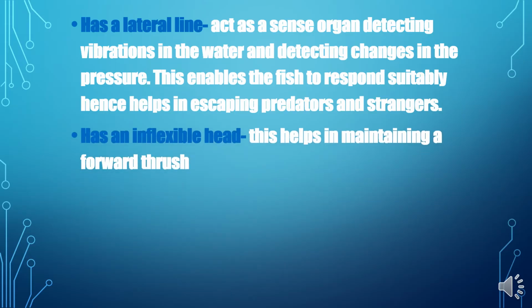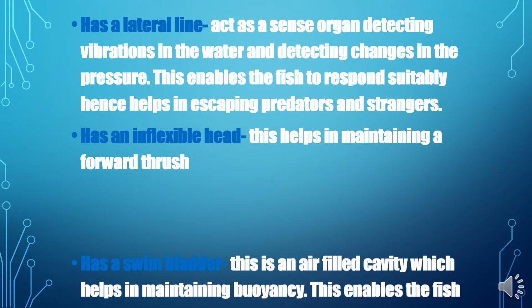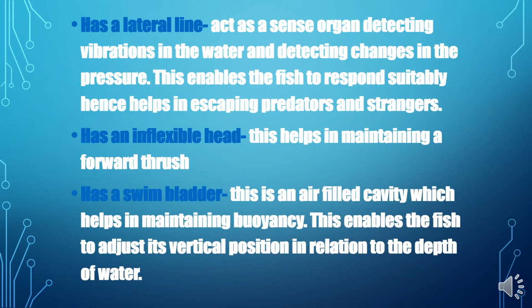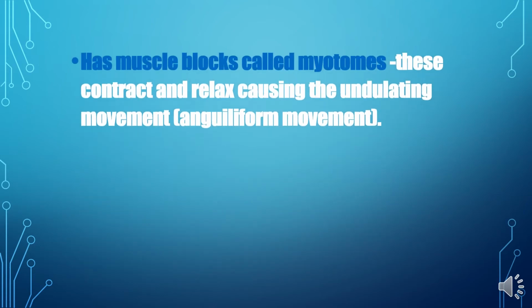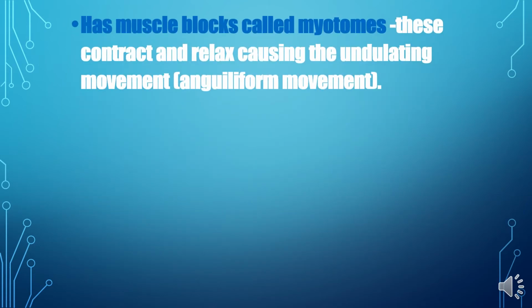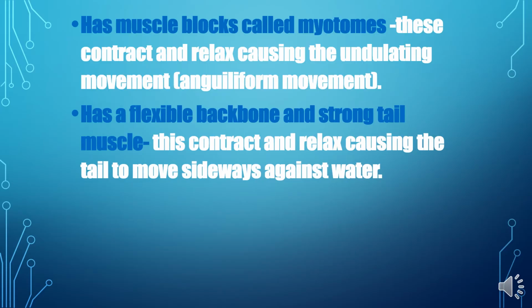It has an inflexible head. This helps in maintaining a forward thrust. It has a swim bladder. This is an air-filled cavity which helps in maintaining buoyancy. This enables the fish to adjust its vertical position in relation to the depth of water. The fish also has muscle blocks called myotomes. These contract and relax, causing the undulating movement or anguilliform movement. It has a flexible backbone and strong tail muscle. These contract and relax, causing the tail to move sideways against water.